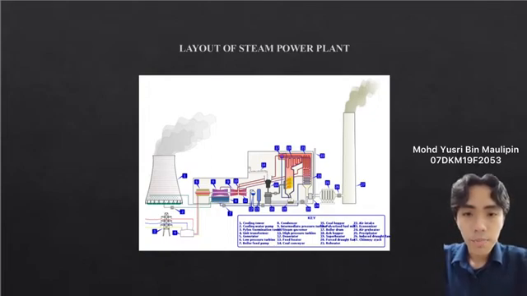Here are some typical applications for steam in industry. Firstly, heating, propulsion, motive, atomization, cleaning, moisturization, and lastly, humidification. There are two types of steam in steam power plant. That is boiler and turbine.